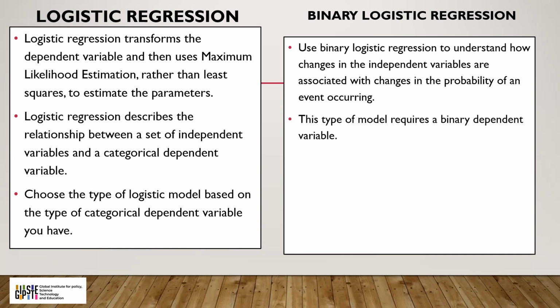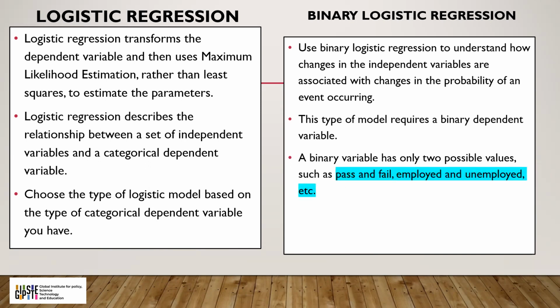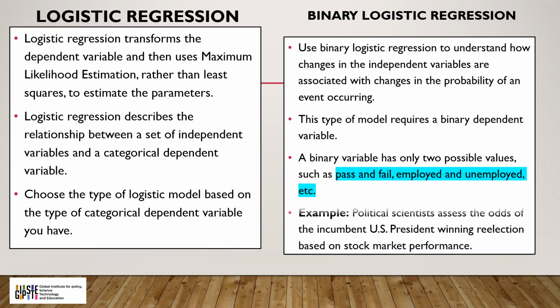This type of model requires a binary dependent variable, two-case category. A binary variable has only 2 possible values, such as pass and fail, employed or unemployed, win or lose. They are all in 2 folds, 2 possible values.